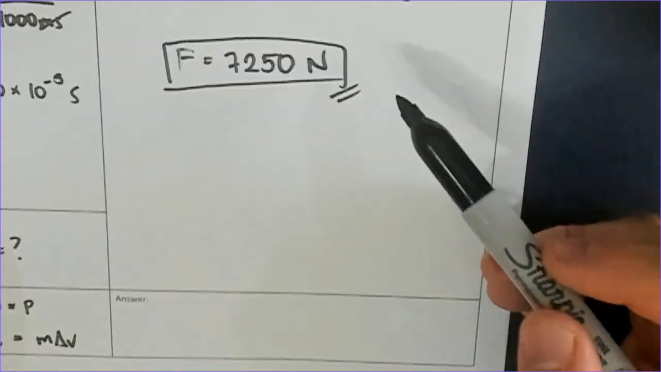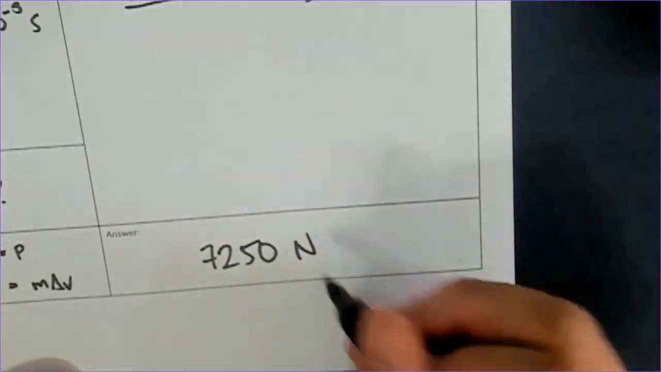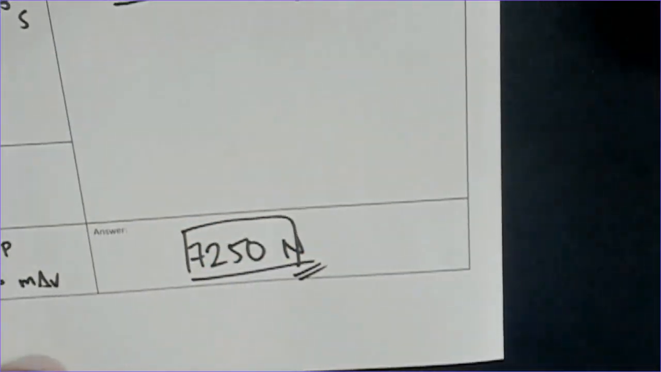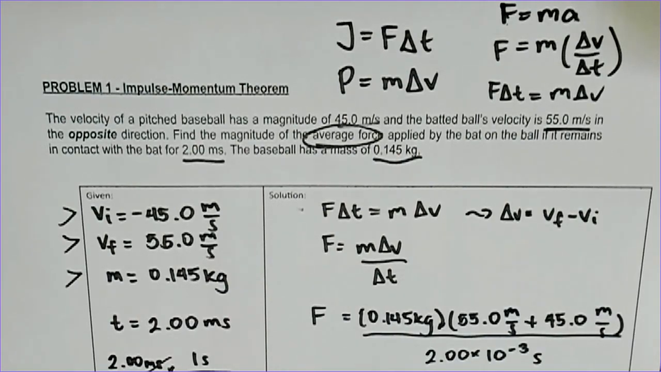And if we try to account for significant figures, we've used 3 significant figures consistently all throughout, so it should be the same thing, 7,250 newtons, consistent. So that's the final answer, and I hope that will enlighten you in this kind of problem, impulse momentum.